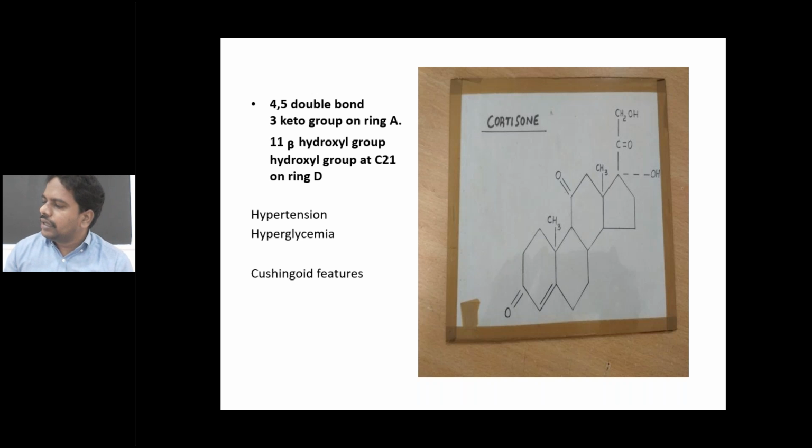Hypertension, hyperglycemia, Cushingoid features are the side effects of cortisone. Okay, cortisone chemical structure is 4,5 double bond, keto group on ring A, 11 beta hydroxyl group at C21 on ring B. The side effects of cortisone are hypertension, hyperglycemia, Cushingoid features.